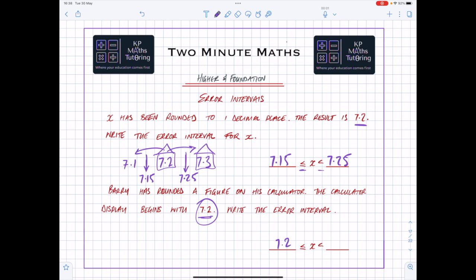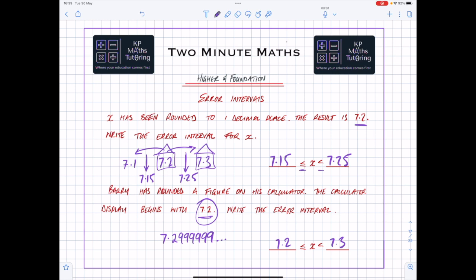So if you see the word truncated, or if it's on a calculator display, you know it can't go below 7.2 because the calculator display begins with 7.2. So 7.2 therefore becomes your lower bound. And then in this instance, 7.3 would be your upper bound. Because it says less than 7.3, what we're saying is that on the calculator, that would be 7.29999, and that would carry on forever, which is why we just say less than 7.3.